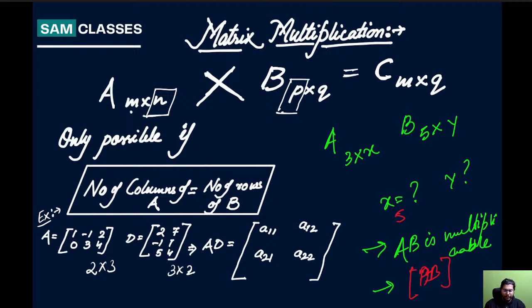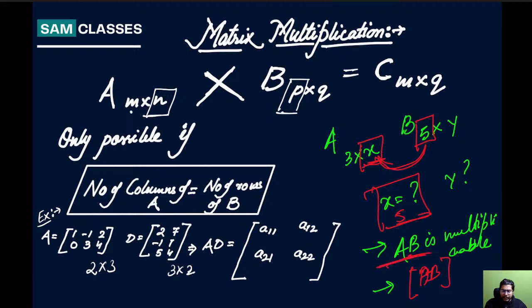Now they are multiplicable. Multiplicable means only one rule. What is that rule? Column of first equal to row of second. Nothing else. Extra, don't add from here. We don't need masala or something, okay? Plain rice. Clear? Column of first equal to row of second. That's it. X equal to 5. Nothing extra we can say until unless they have given us some other data.